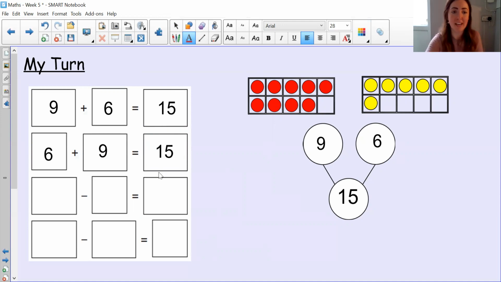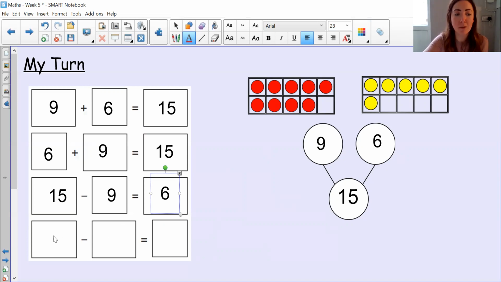Right. Now, in our fact family, we're moving on to the subtraction. So we're still using the same 3 numbers. Now, when we subtract, which number do we always need to start with? The whole number. So 15, subtract, let's go for 9 first. 15 subtract 9 equals 6. That's right. We start with 15. If we subtract 9, then we are left with the other part, 6.